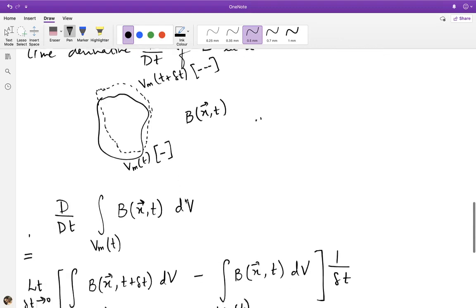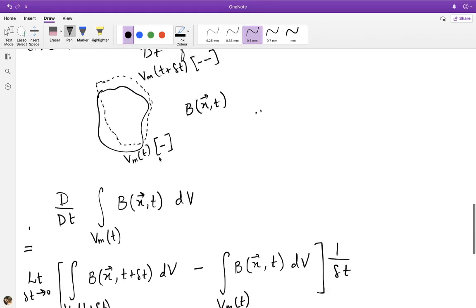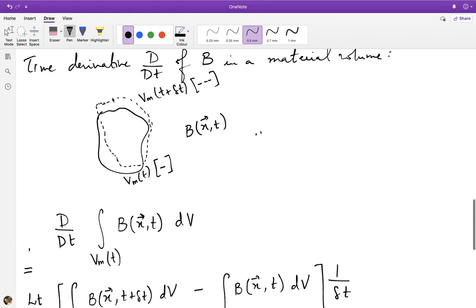So you see the integrand itself is the same. What we're interested in is knowing how the change of the shape of the volume, or the extent of the volume, affects the integral quantity. So imagine now that I'm looking at b at the same time t plus delta t, but I'm asking how this change in volume has affected the total amount of b contained in the volume.